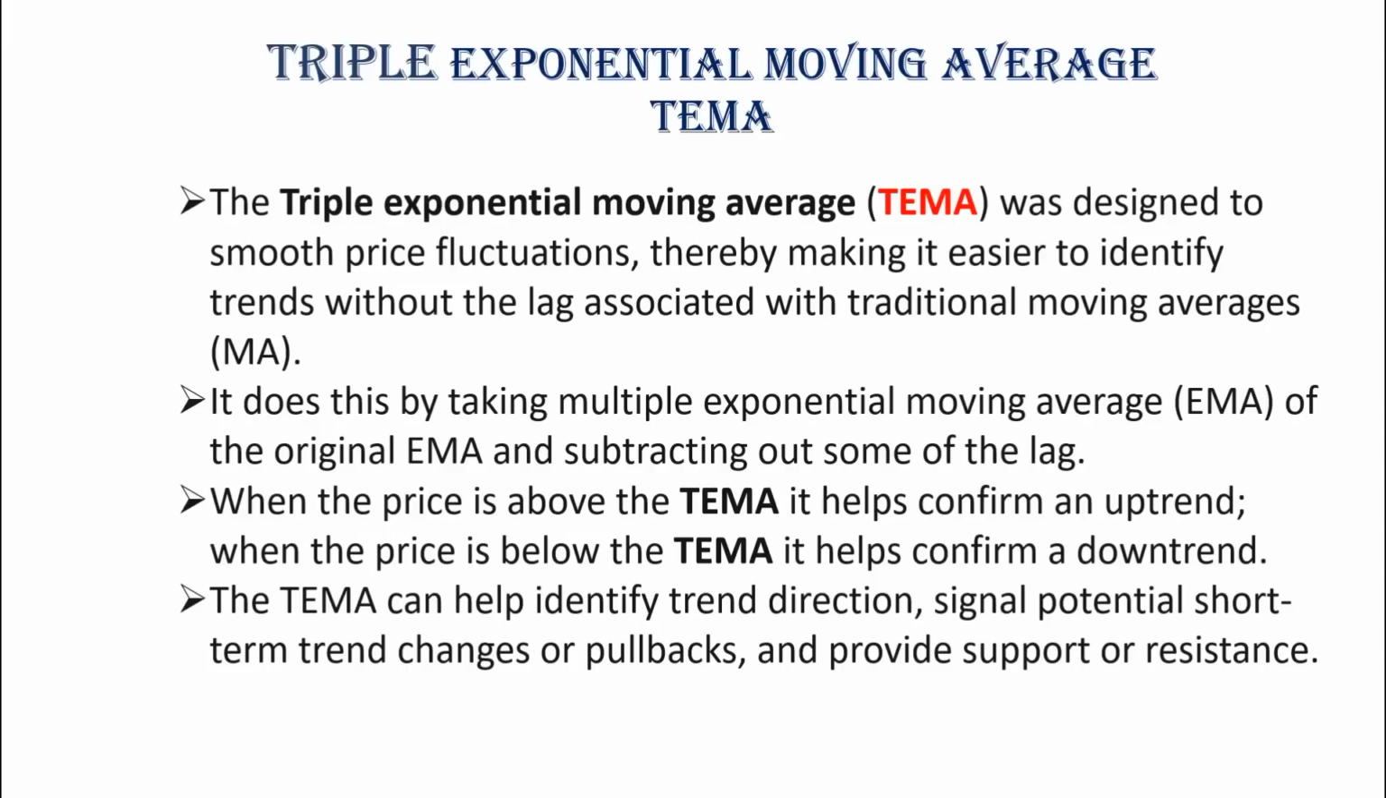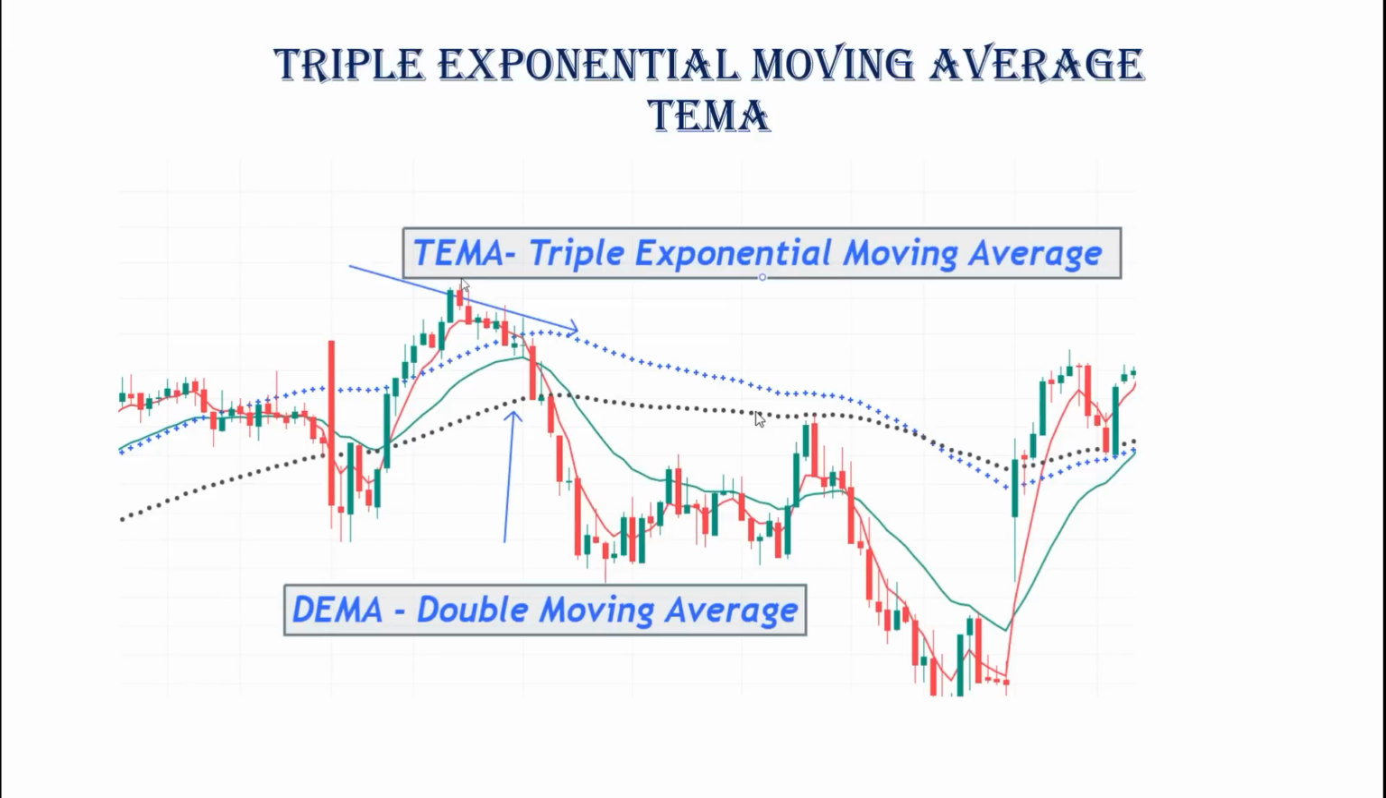The TMA helps to identify the trend direction, signal potential short-term trend changes or pullbacks, and provide support or resistance. So in the live trade, the TMA will act as the support and resistance in our trade. This is the triple moving average, that is called TMA. So the blue EMA is the TMA and the black EMA is the DMA.